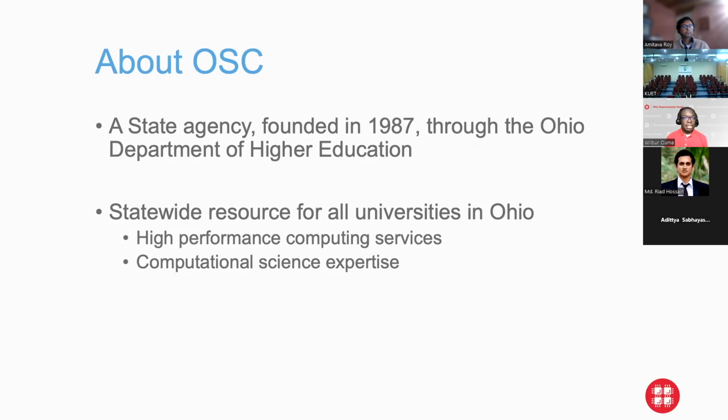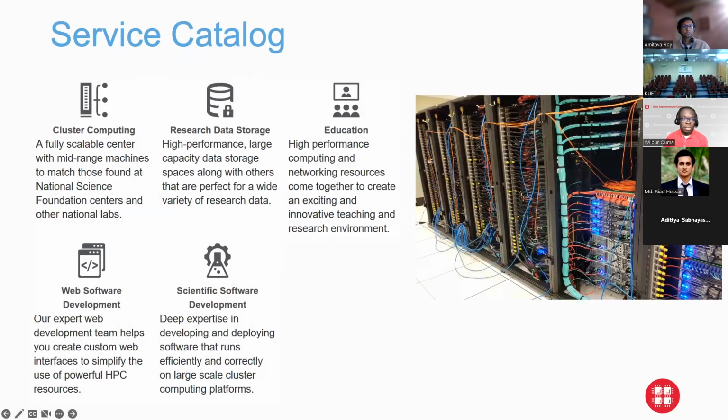Our service catalog in brief comprises these 5 components. And the main component is cluster computing. And in cluster computing, we have these machines that users can log into and perform analysis and perform their simulations, right? And I will talk about what these machines look like in a moment. Another service that we provide is research data storage. And this is large capacity data storage that makes it easier to access the data during data analysis, but also for long-term data storage and archival.